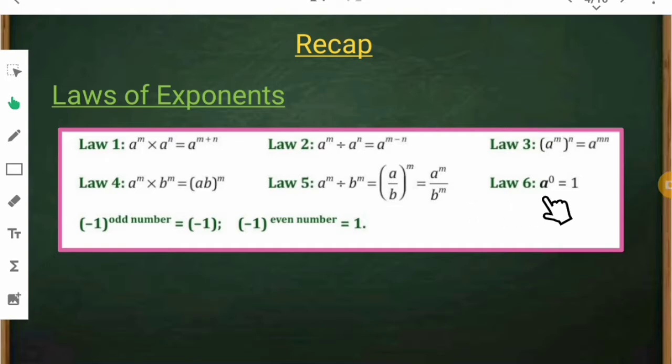And the sixth law is a to the power 0 is equal to 1. That is, anything to the power 0 is equal to 1. And the last one: minus 1 to the power of an odd number, you will get minus 1. If minus 1 to the power of an even number, then you will get a positive value. We are going to use all these laws of exponents to simplify the sums.